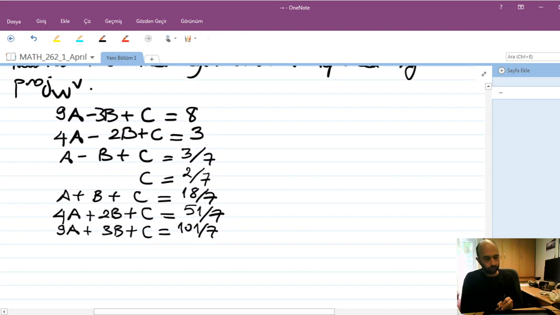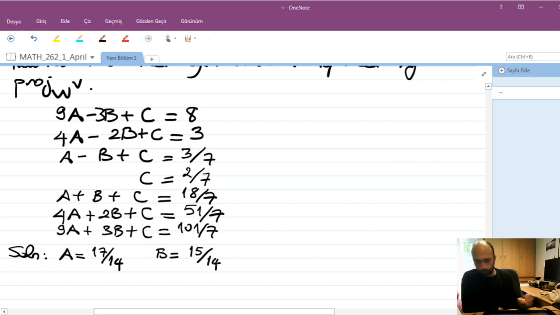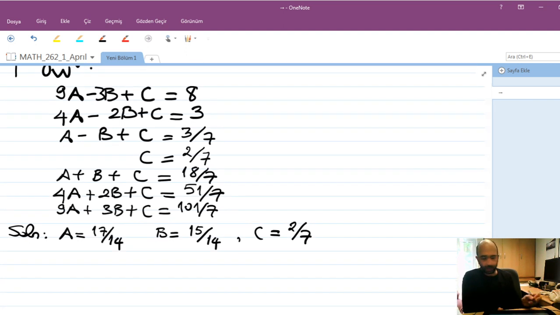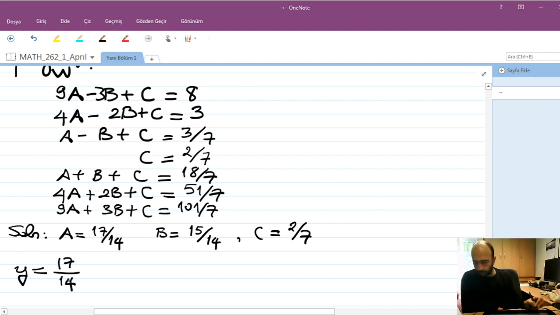So you have a new system, which is kind of approximating the old system, and you should solve this. This is easy to solve. The solution you can immediately find using some basic arithmetic. A is 17/14, B is 15/14, and C is 2/7. And this gives you the answer. I mean, the best parabola that fits is apparently this parabola.